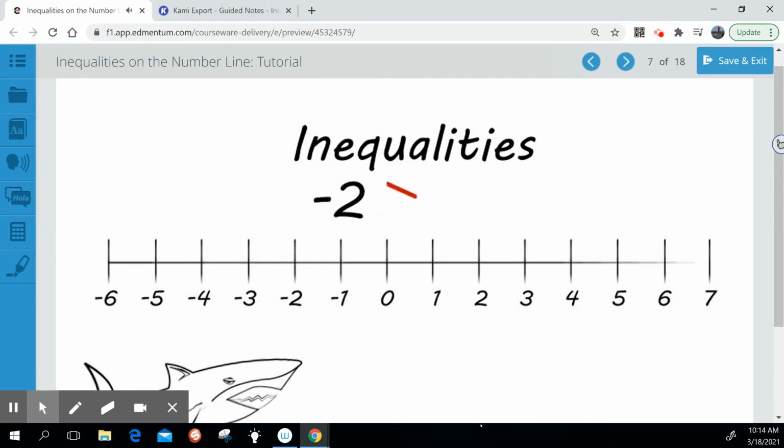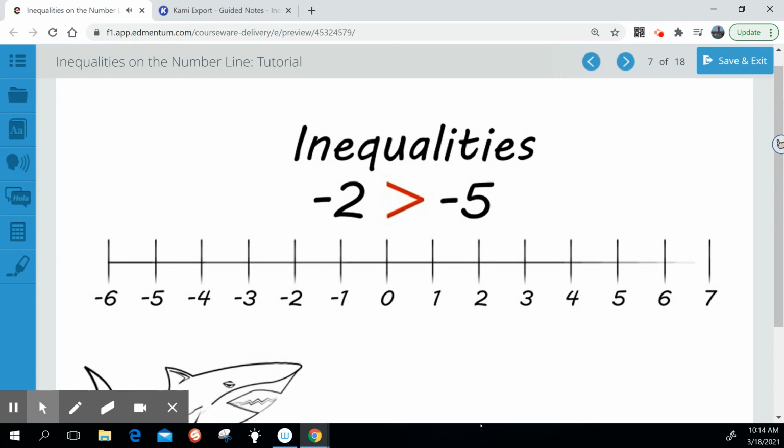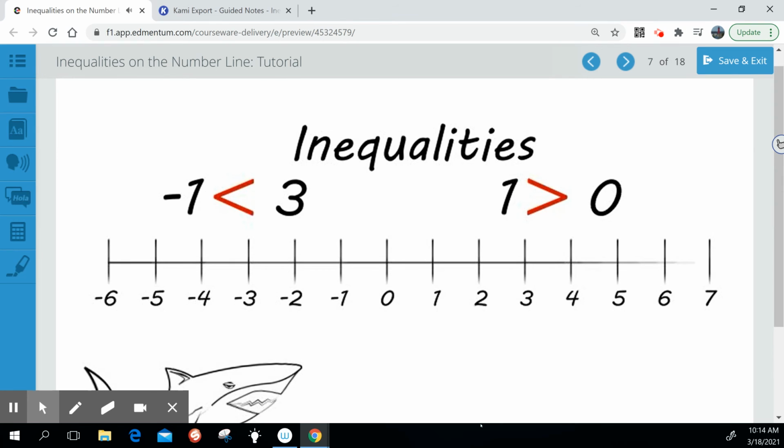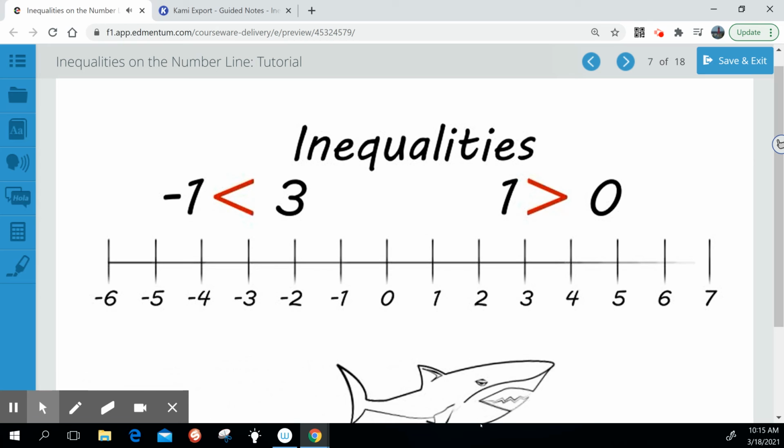Now, let's look at the inequality -2 is greater than -5. The inequality opens to the -2, so -2 is larger than -5. This means that -2 is to the right of -5. Notice that in an inequality, if the less than symbol is used, the order of the numbers remains the same on a number line. If the greater than symbol is used, the order of the numbers is reversed on a number line. Speaking of inequalities, this shark's appetite appears to be greater than a numbers-only diet. We're gonna need a bigger boat.